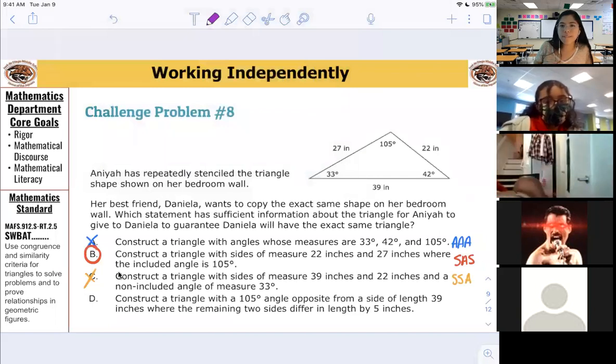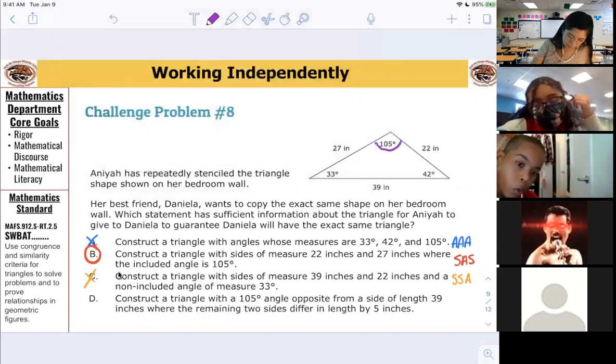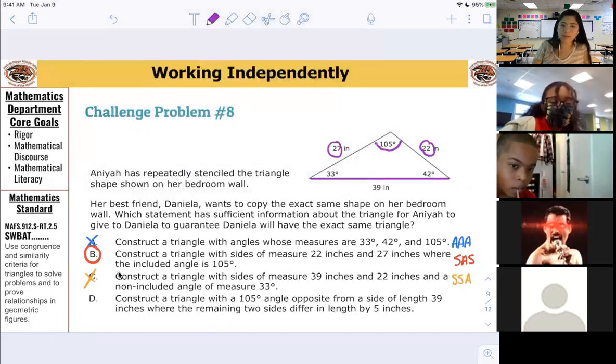And then the last one, who can read the last one? Construct a triangle with a 105 degrees angle opposite from a side of length 39 inches where the remaining 2 sides differ in length by 5 inches. So they're not giving us enough information because it has to be exactly 22 and exactly 27, not just differing by 5 inches. So this would be also false.